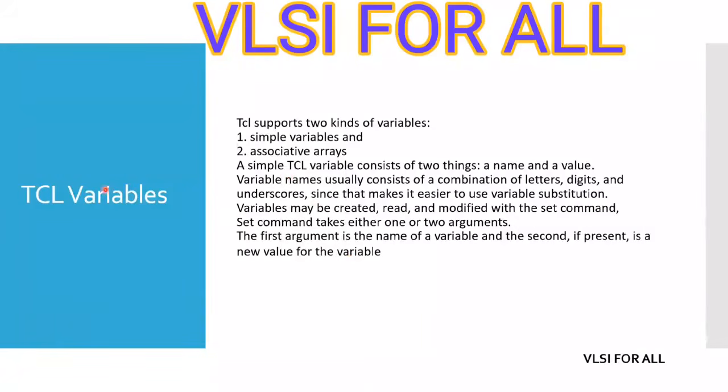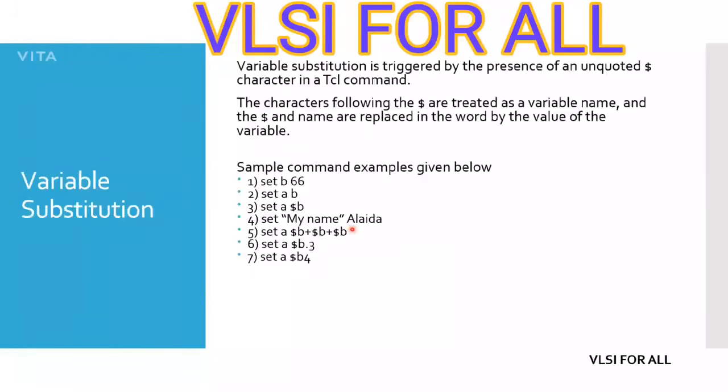TCL supports two kinds of variables. Whatever we've seen earlier are all simple variables. It can also have associative arrays. Arrays, if you're already aware of arrays, are with a single name, but can have multiple elements to it. We'll see by an example. So for now, simple variable is very clear, I guess. Let's see some examples.